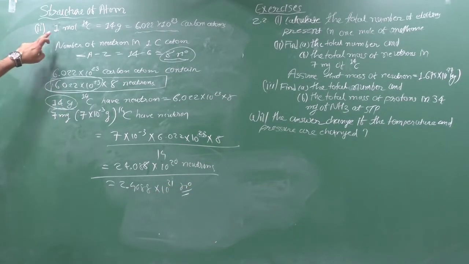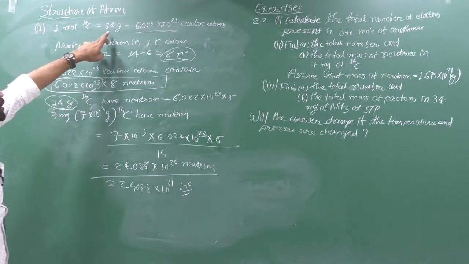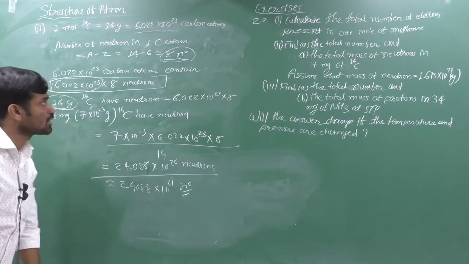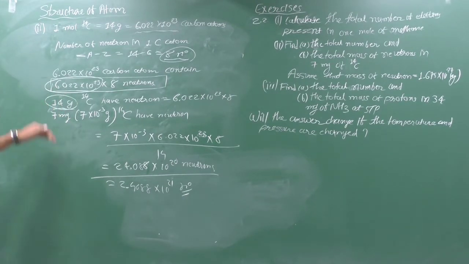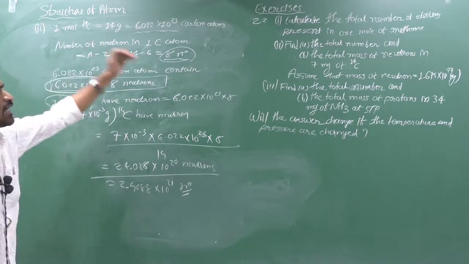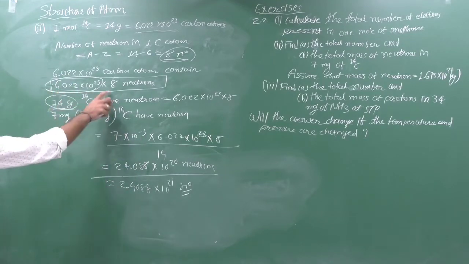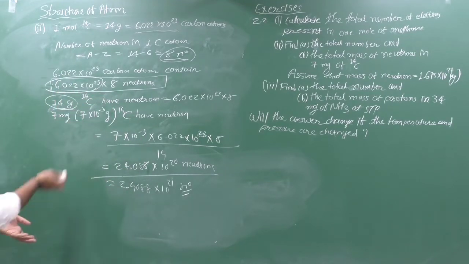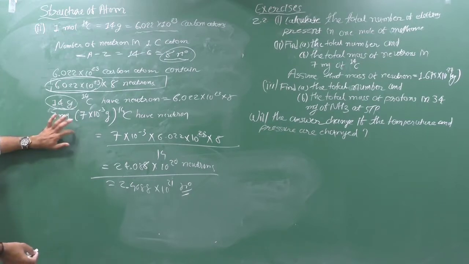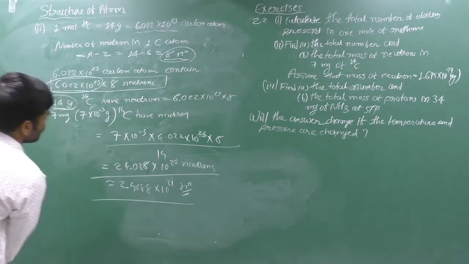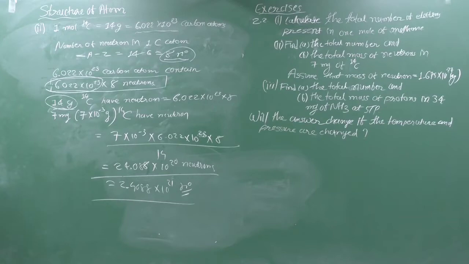The whole thing should now fit in your mind. 1 mole of carbon 14 weighs 14 gram. It is 6.022 into 10 raised to 23 carbon atoms. Yes, one carbon atom has 8 neutrons. Therefore, the number of carbon atoms is 6.022 into 10 raised to 23, and then it has this many neutrons. Further, we converted the moles into grams because the answer was asked in grams. So 14 gram contains this, so 7 into 10 raised to minus 3 gram, means 7 milligram, contains this number of neutrons.